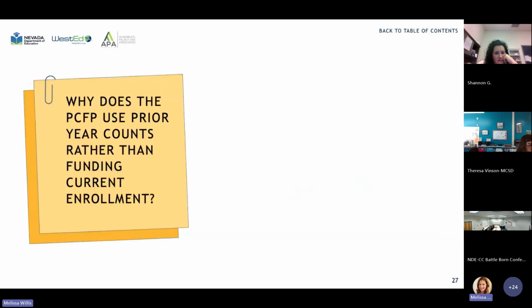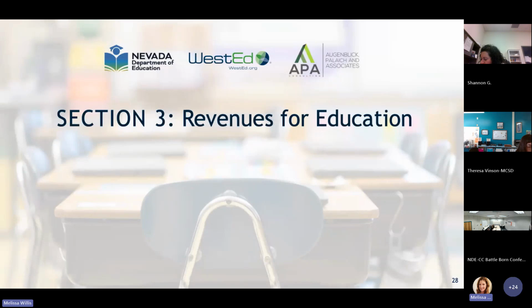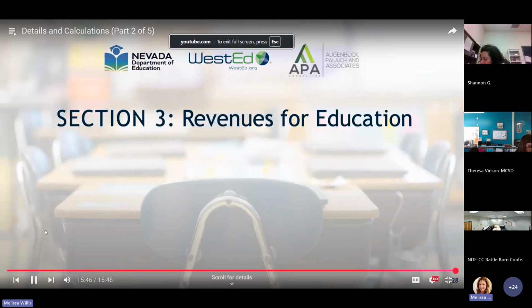Why does the PCFP use prior year counts rather than funding current enrollment? While exact student counts change from one year to the next, using counts from the prior fiscal year allows budgets to be set and district and school leaders to make spending decisions before the beginning of an upcoming school year. Watch our next section in this series for information on how revenues for education are calculated.